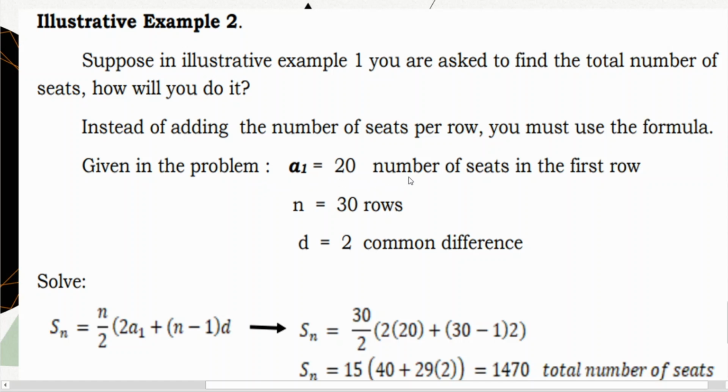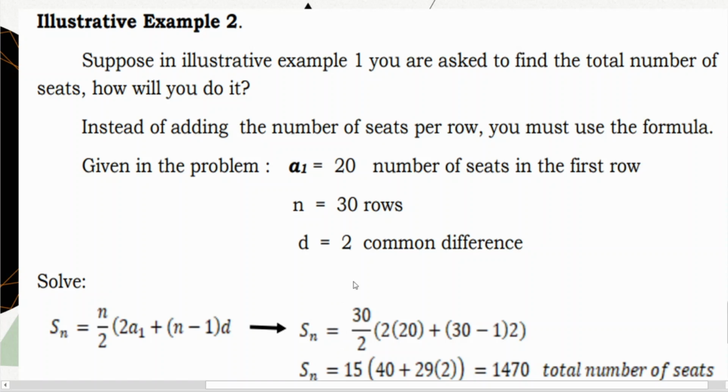First term equals 20, the number of seats in the first row, then you have n as 30 rows, and then you have the common difference, that is 2. Since it involves an arithmetic sequence, we're going to use the arithmetic series. So here, the sum of the nth term is equal to the number of terms divided by 2 times twice the first term plus the number of terms minus 1 times the common difference.